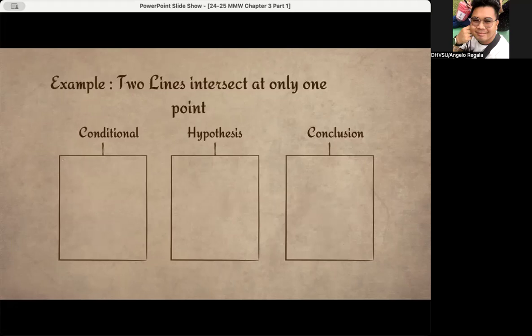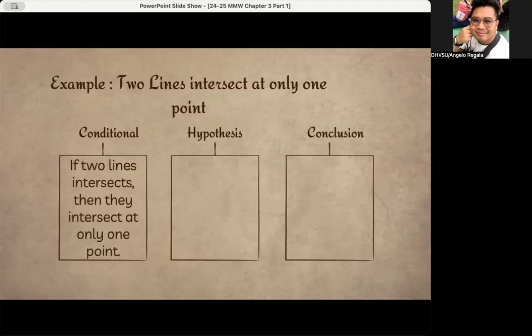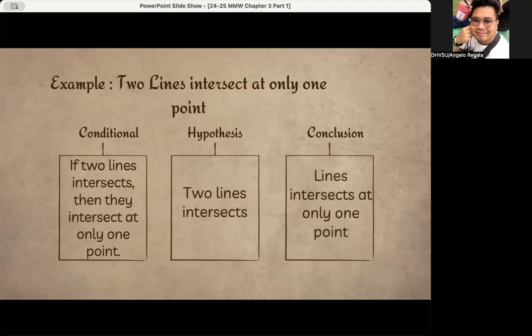Pangalawa, two lines intersect at only one point. So if two lines intersect, they intersect at only one point. For the hypothesis, two lines intersect, and for the conclusion, the lines intersect at only one point. Okay, if and then.